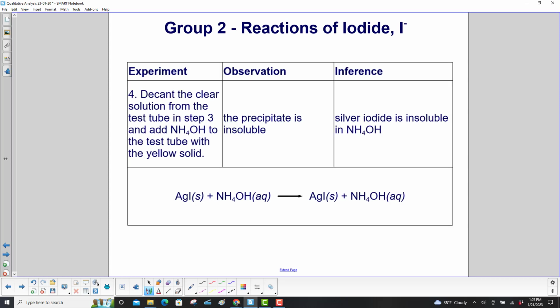4. Decant the clear solution from the test tube in step 3 and add ammonium hydroxide to the test tube with the yellow solid. Observation: the precipitate is insoluble. Silver iodide is insoluble in ammonium hydroxide.